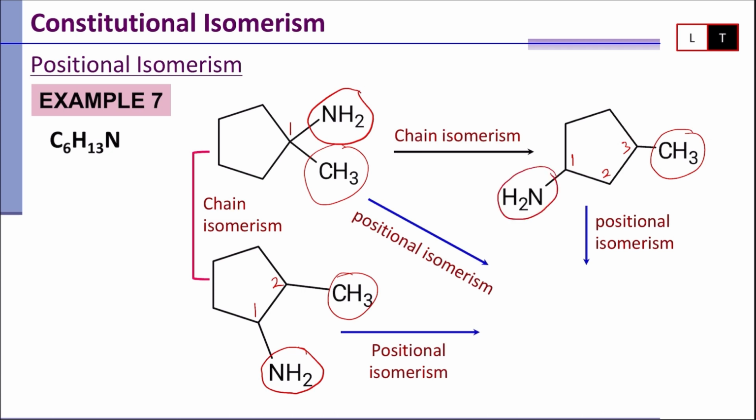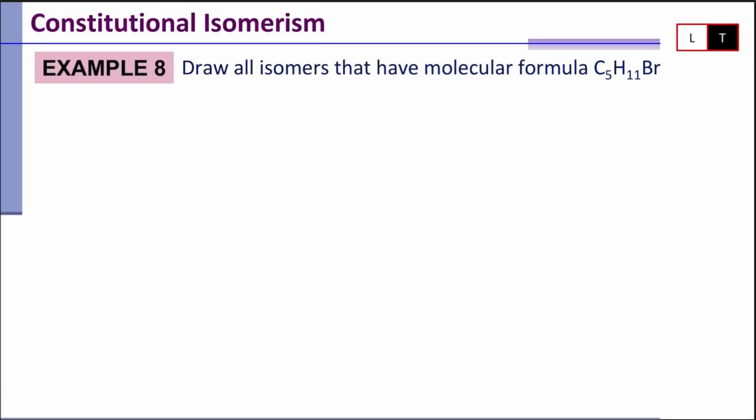Di mana saya akan ubah NH2 ni kepada this structure, where NH2 must be bonded to one carbon atom first, barulah attach kepada ring. So, ini adalah macam mana cara untuk awak lihat chain isomer dan positional isomer bergabung bagi satu structure. Let's continue with example 8.